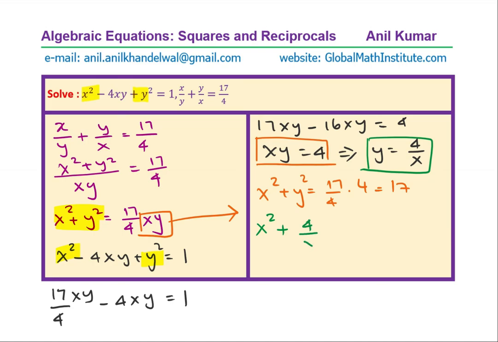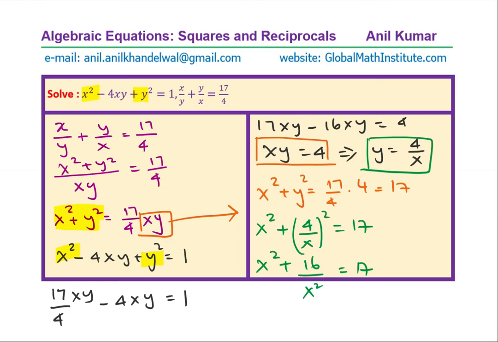So that becomes (4 over x) whole squared equals 17. Is this point clear to you? I'd like you to see how, working with these two equations in different ways, we could isolate first xy, then y, and find the value of x by substituting the value of y. You get the idea. So we have this equation as x squared plus 16 over x squared equals 17.